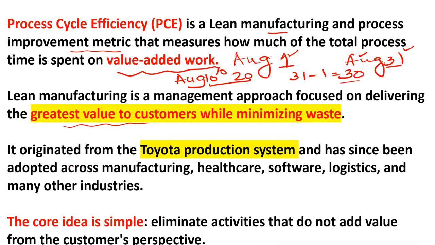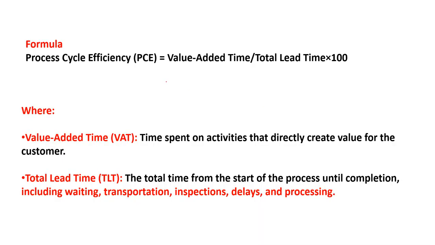Here I have written that it originated from the Toyota production system and has since been adopted across manufacturing, healthcare, software, logistics, and other industries. The core idea is very simple: eliminate activities that do not add value from the customer perspective. The formula we use to find the process cycle efficiency is value added time over total lead time, times 100. In our previous example, the value added time is 10 days and the total lead time is 30 days.